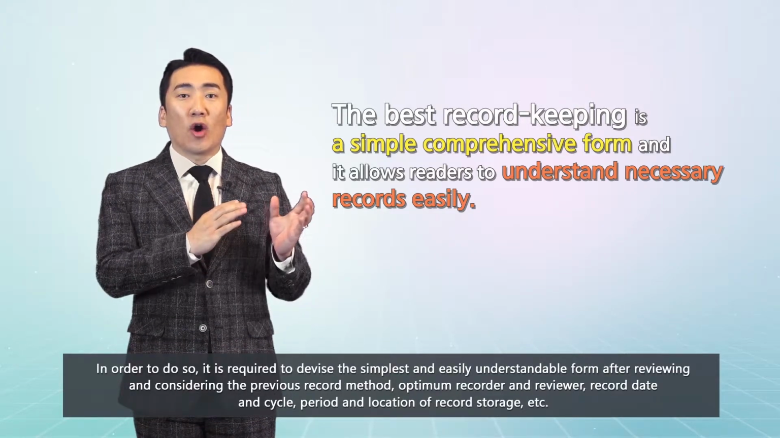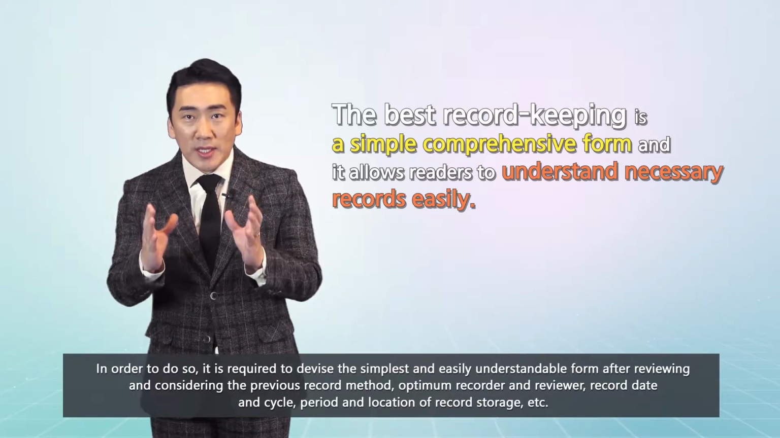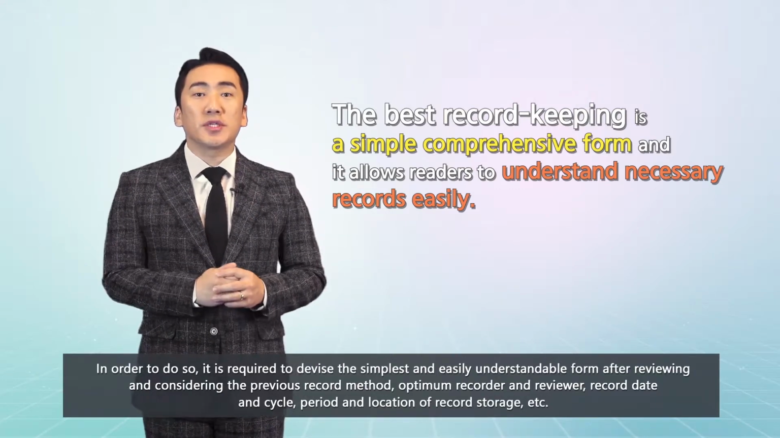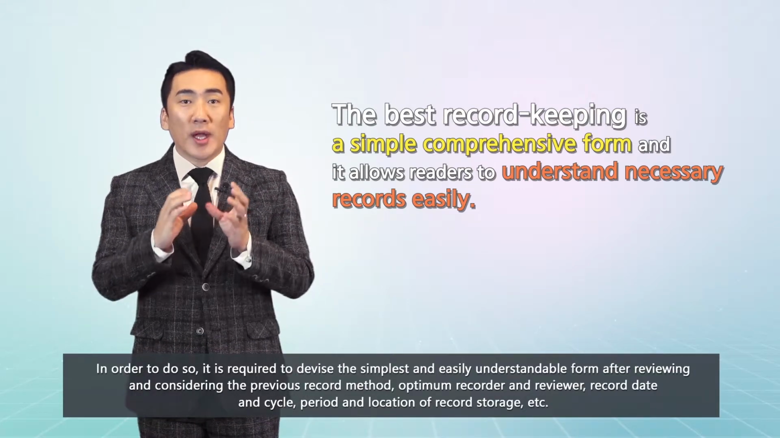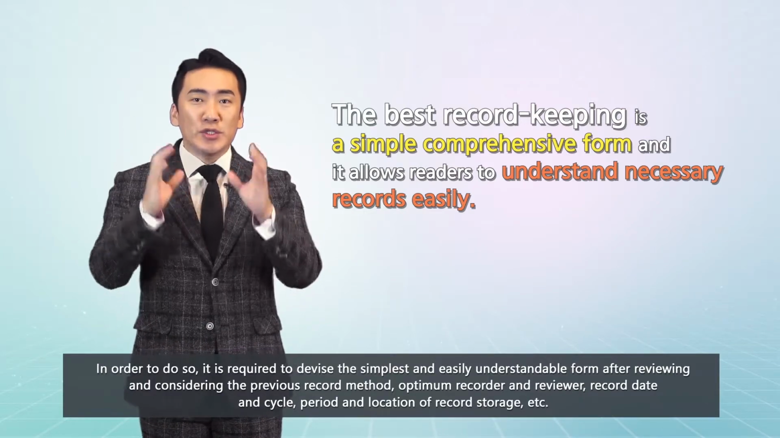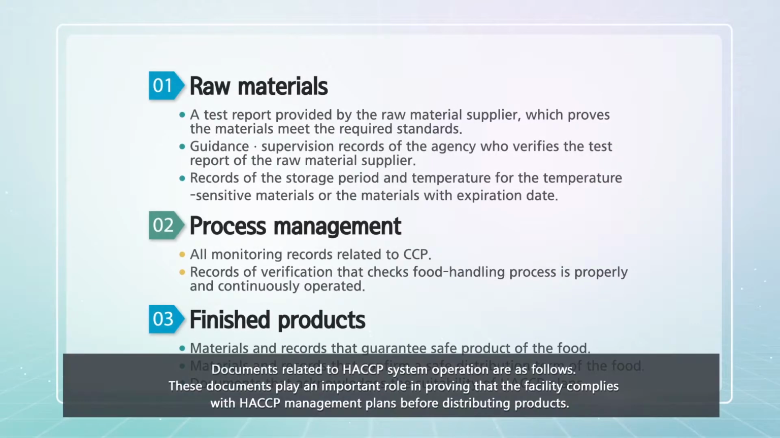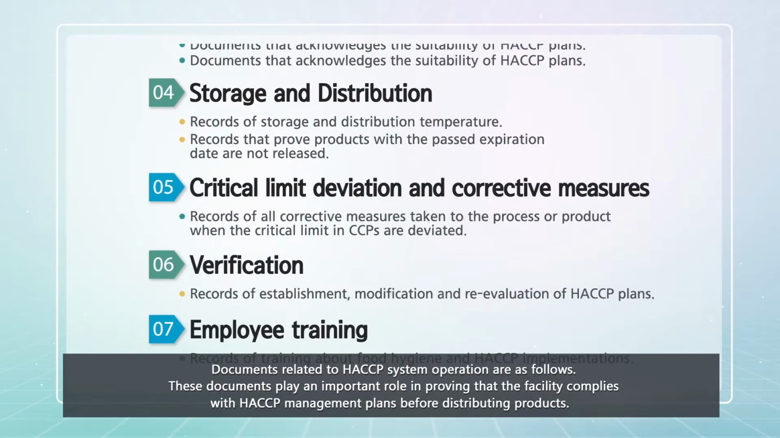In order to do so, it is required to devise the simplest and easily understandable form after reviewing and considering the previous record method, optimum recorder and reviewer, record date and cycle, period and location of record storage, etc. Documents related to HACCP system operation are as follows. These documents play an important role in proving that the facility complies with HACCP management plans before distributing products.